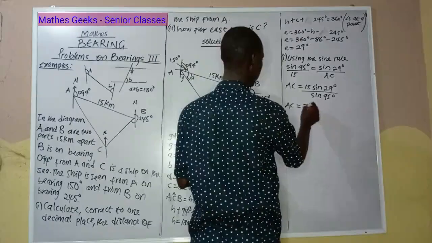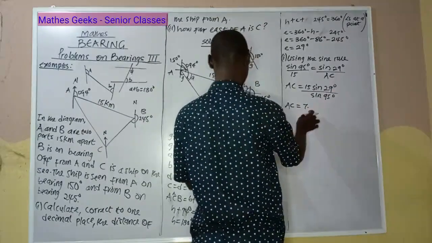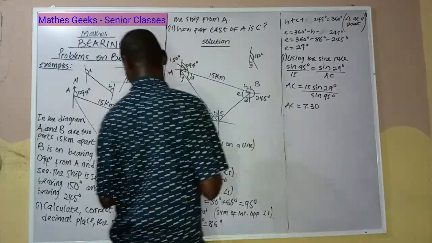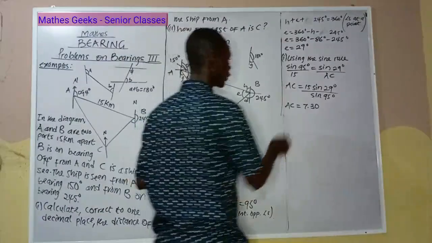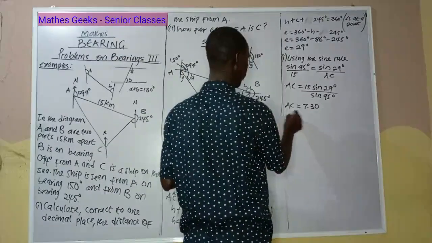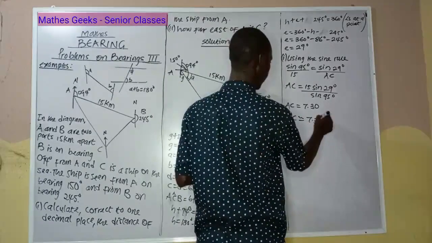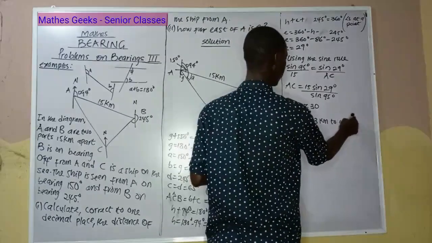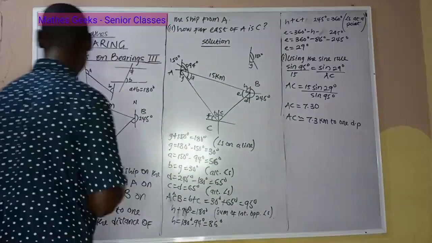That is 7.2999, so I'm going to approximate to 7.30. The question says we should correct our answer to one decimal place. So to one decimal place, AC is approximately equal to 7.3 kilometers, 7.3 kilometers to 1 dp. So that's the answer to figure 1.